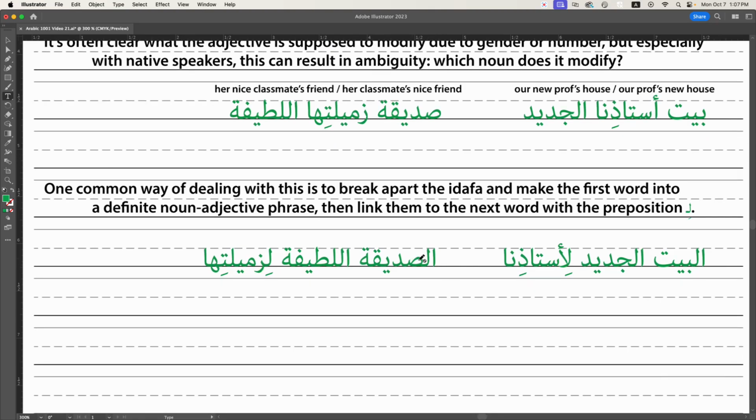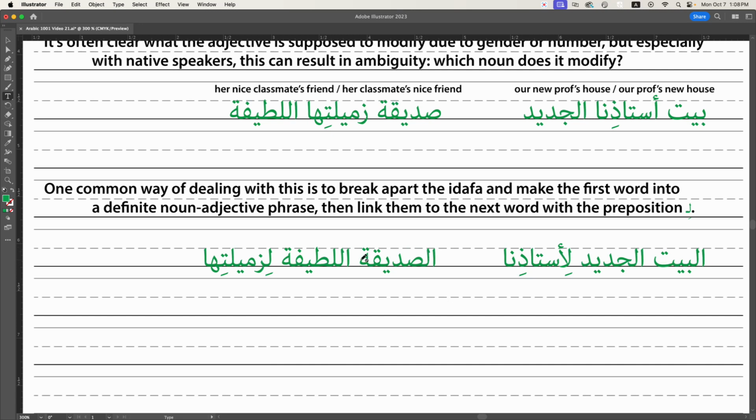We could do the same thing over here. We could say as-sadiqa al-latifa. Now it's a definite noun adjective phrase. And notice that here, sadiqa, and here, bait, they're both definite because they're part of the idafa. But now they aren't anymore. Now they're a noun adjective phrase. So most of the time we're going to end up adding alif lem to both of them this way.